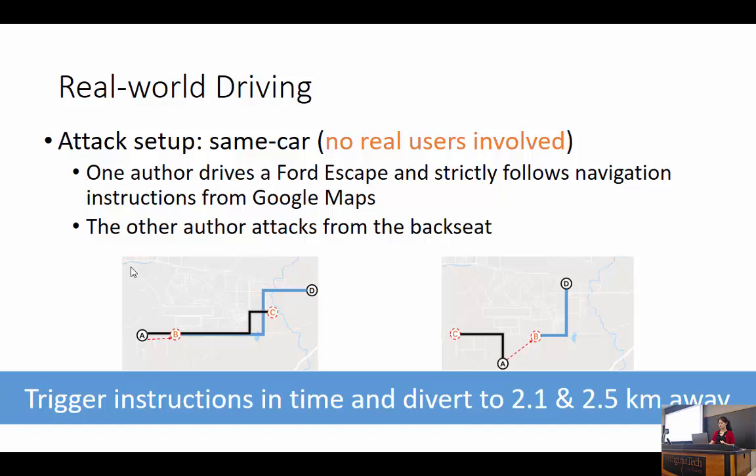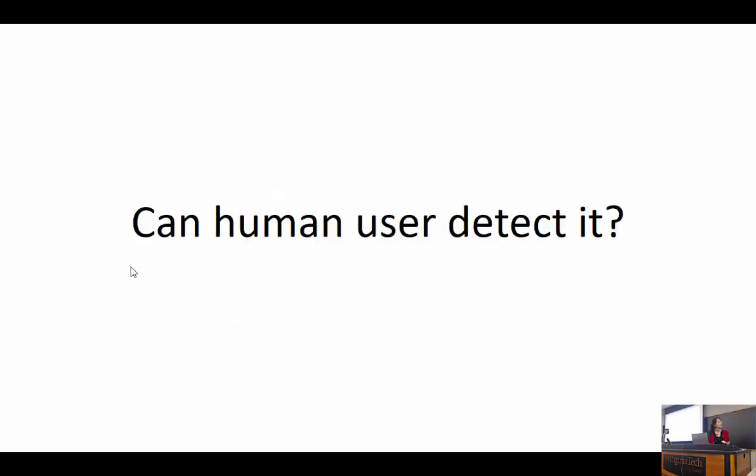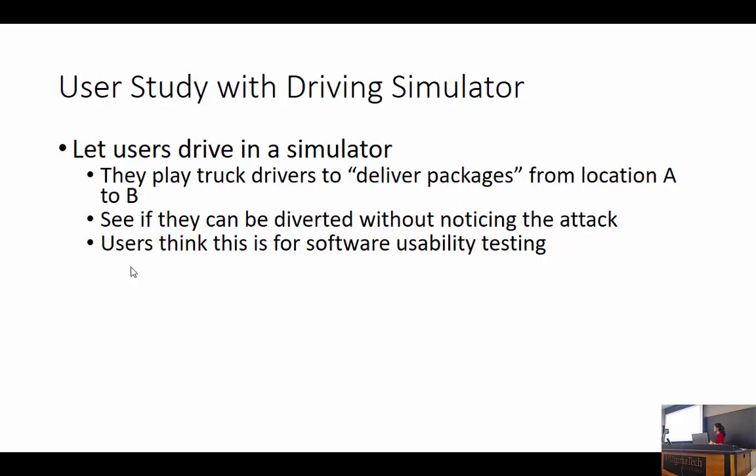Okay, so that shows that our attack on car navigation systems is not only theoretically possible, but in reality we can implement it fairly easily at relatively low cost. The next question is, will the human driver in the loop detect that he's under attack? So in our research, we did a user study with a driving simulator. We cannot really put the users in cars and let them drive in a real road situation, because that would endanger their lives.